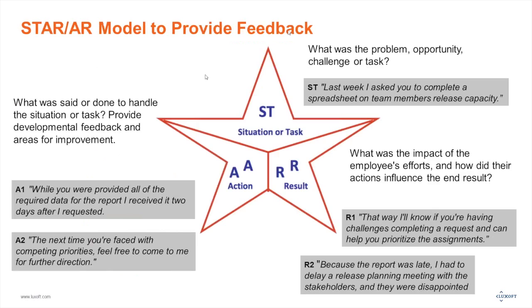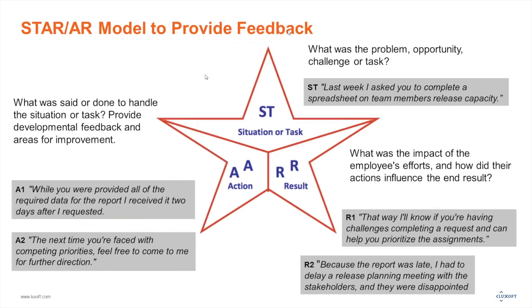So, first, STAR. ST: Last week I asked you to complete a spreadsheet on team members' release capacity. For instance, a project manager is telling it to a Scrum Master. Then we go to the first A. In a simple way, they can be 1A and 1R, but in a more complex way, they can be 2A and 2R. So we are going through the first case, the easy case.